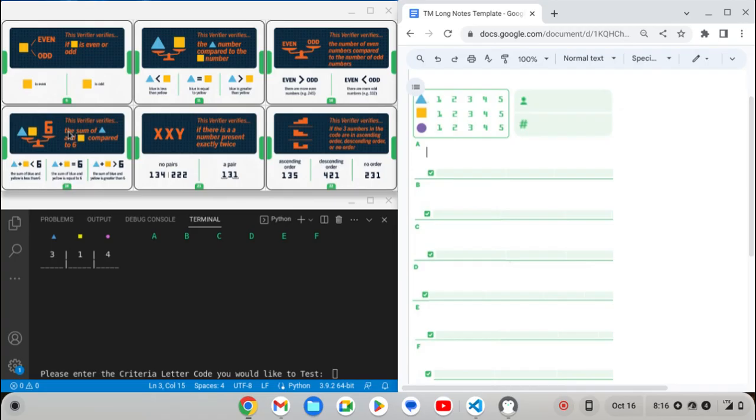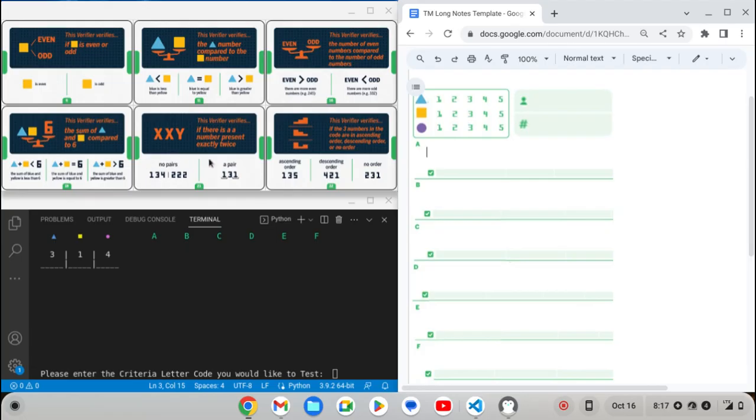Criteria card D again takes a look at our first 2 digits, triangle and square, but this time it'll add them together and compare that sum to the number 6. So should the sum be less than 6? Should it be equal to 6? Or should the sum be greater than 6?